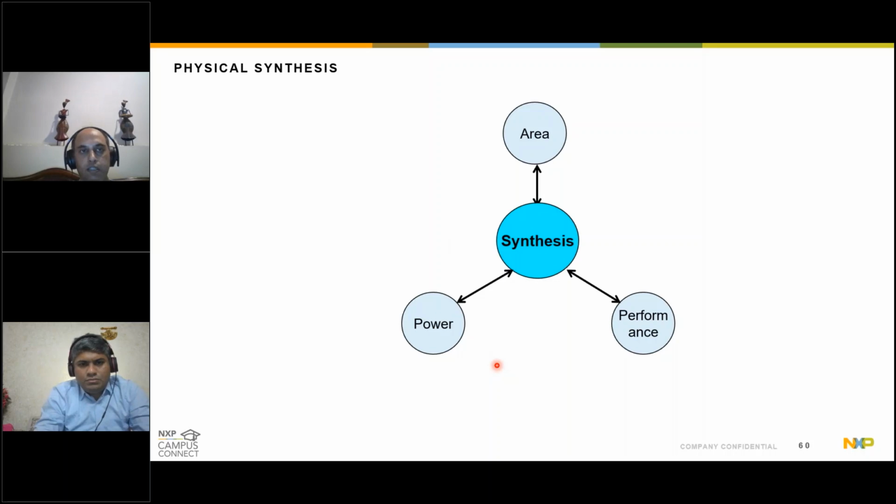Synthesis is nothing but translation of your RTL model to a gate level netlist. And when you are doing the synthesis, you are trying to optimize your design in three different dimensions. You want to get the minimal footprint in terms of gate area, because the bigger the netlist, the bigger the layout, and the more money you pay to the foundry for every part fabrication. Second one is power. So you want to realize a gate level netlist so that the power remains minimal.